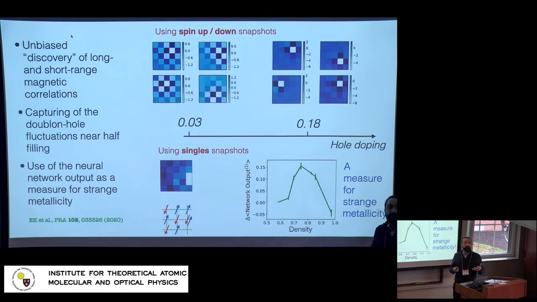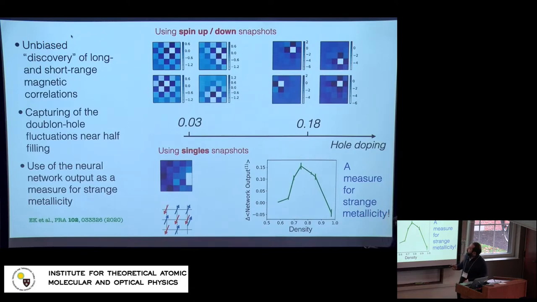Yeah. So when I say strange metallicity, I should say whatever is happening at that doping. So yeah, okay, it could be static correlations in your local moments. But of course, strange metal phase is a dynamic phase, and one has to be careful. So yeah, what did it pick up?